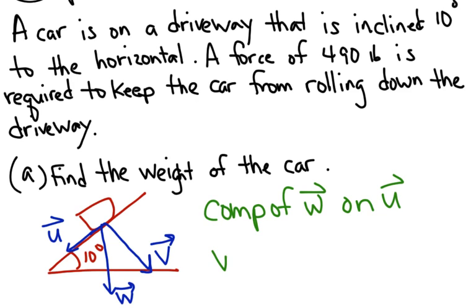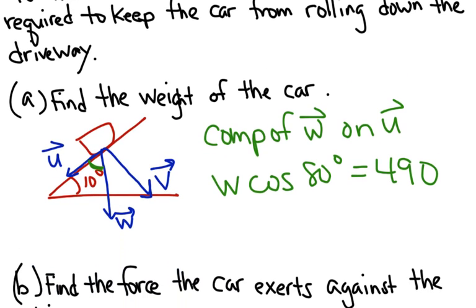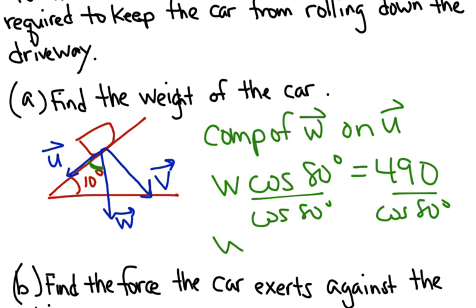That means it would be the magnitude of the weight times the cosine of the angle between these two. The angle between U and W is not 10, it's 80. The angle between V and W is going to be 10. It's going to be the same as the inclination of the hill. Well, I know that that better equal the magnitude of U. So I'm going to solve that equation for W. So I'm going to divide both sides by the cosine of 80. And I'm going to find out that the weight of the car is approximately 2,822 pounds.